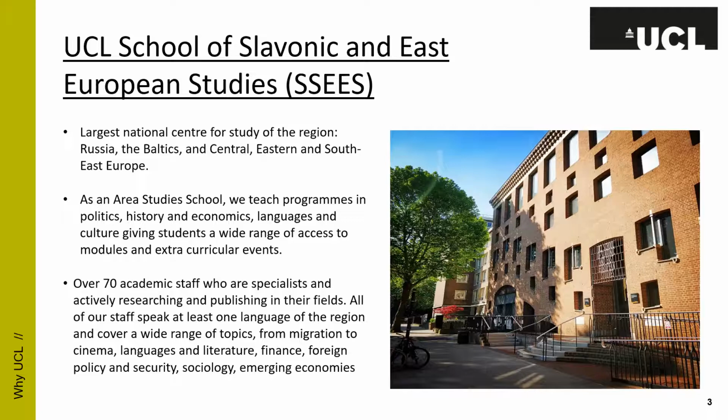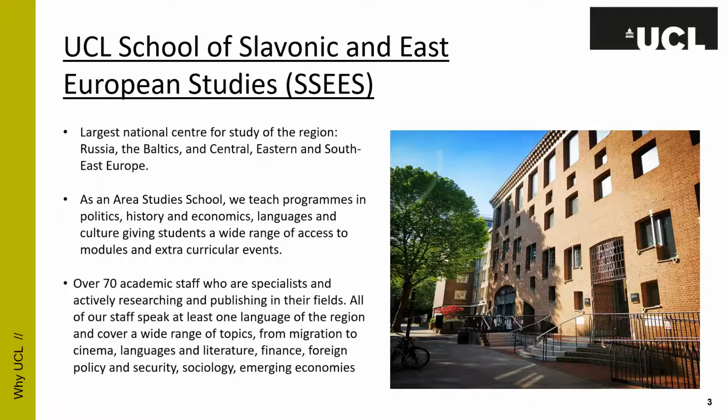The school is quite large. We have over 70 academic staff. They're all specialists, and we're a research-led university. What that means is our academic colleagues are all actively researching in their respective areas, and they bring that into the classroom. So students get exposed to cutting-edge research as part of their studies. All staff speak at least one language of the region, and as I've said, we cover a wide range of topics, including migration, cinema, languages and culture, political economy, foreign policy, security and sociology.